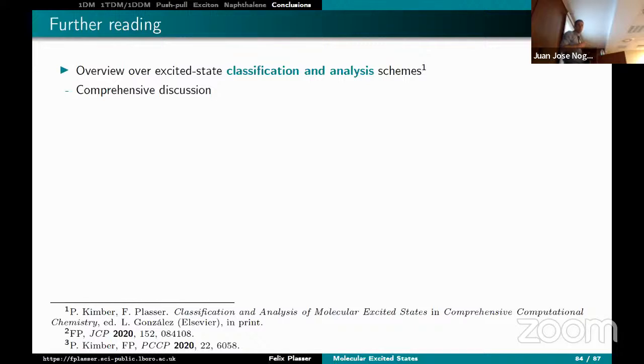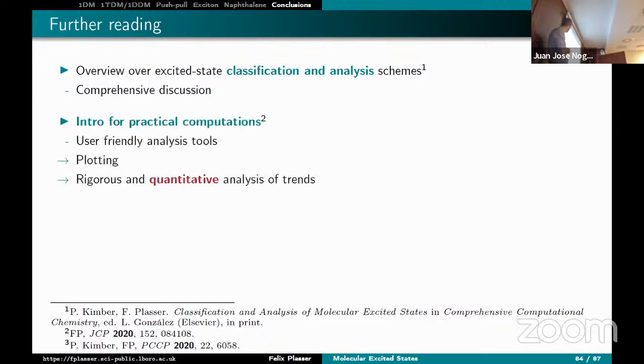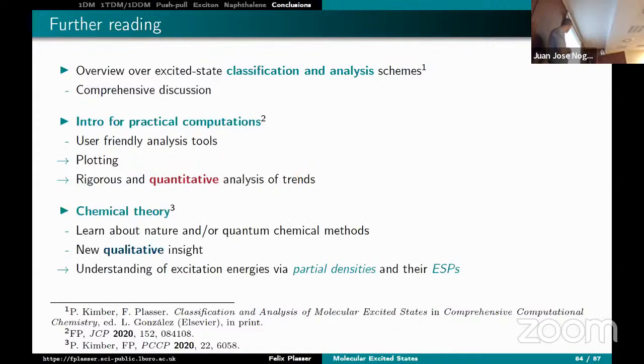So, further reading. There's a book chapter that's still in print. If you ask me nicely, maybe I can give you a preview that contains all of the stuff that we've been talking about. And then there's a J. Chem. Phys. paper that's more like an intro for practical computations, and there's this 20-page PCCP perspective that gives you some more of the underlying mathematics, if you're interested in any of this.